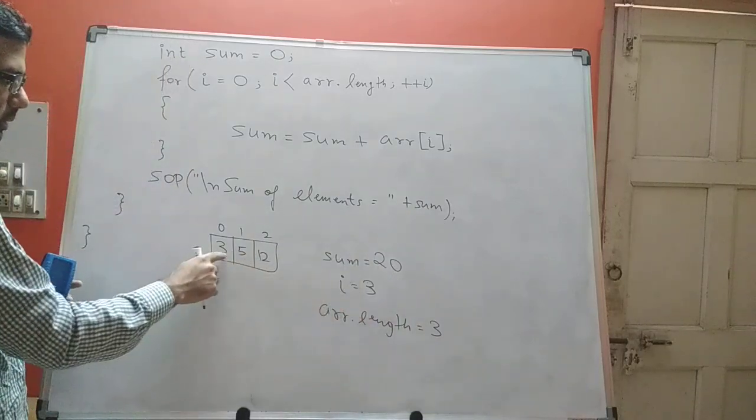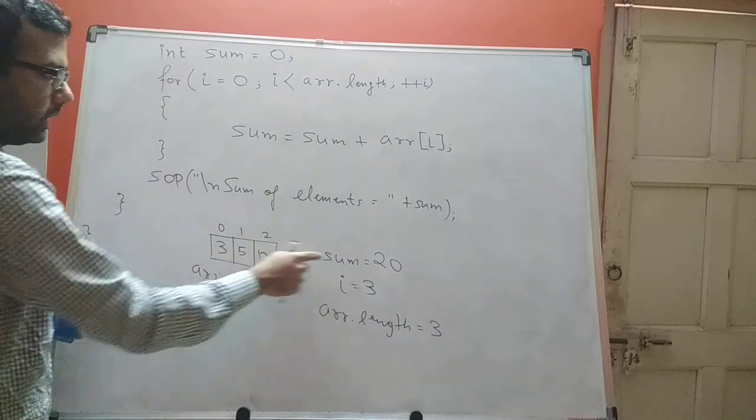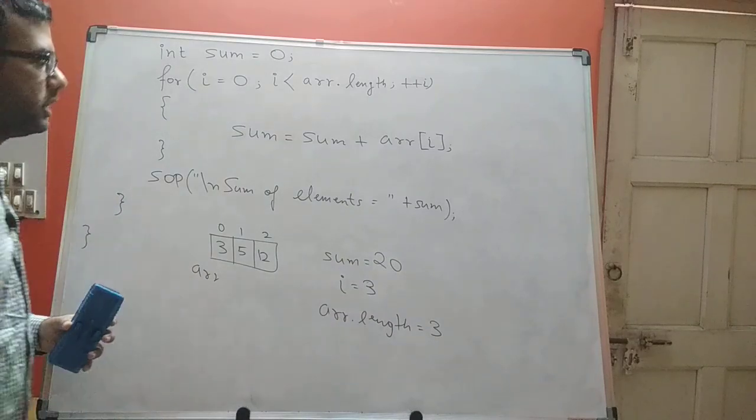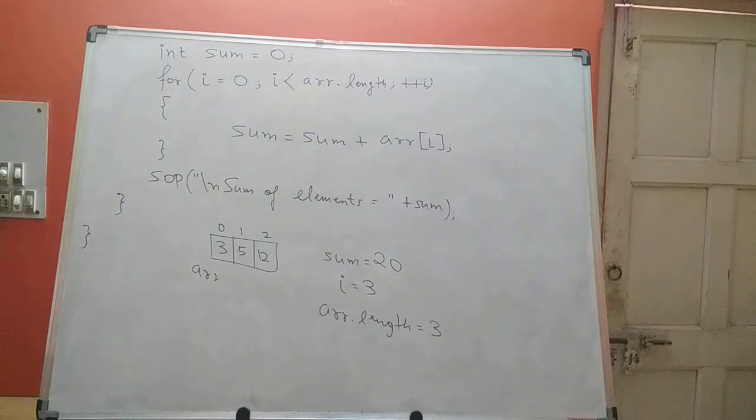Now find the sum. 3 plus 5 is 8. 8 plus 12 is 20, which is my sum. Okay, so this is how you would find the sum of elements of an array. So what I would suggest is you copy this down and I can move on to the next question.